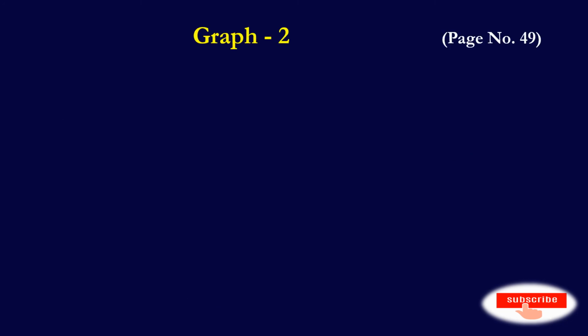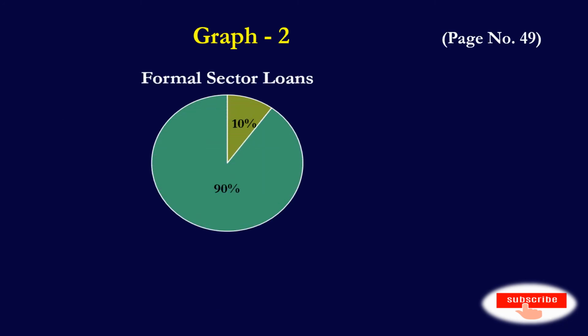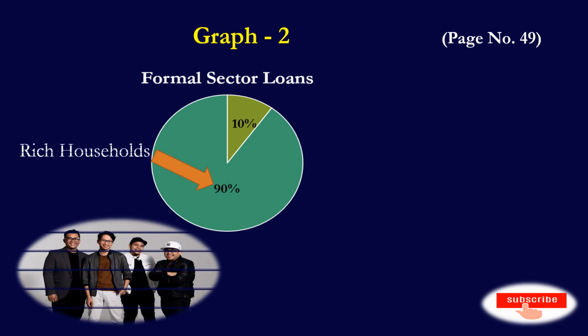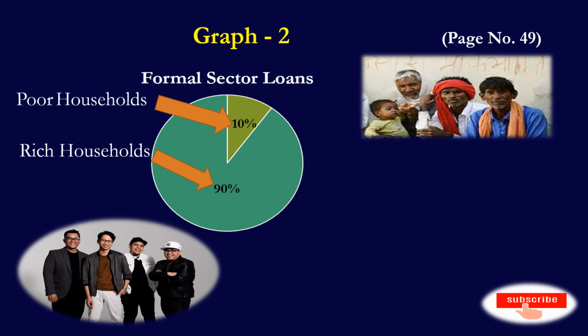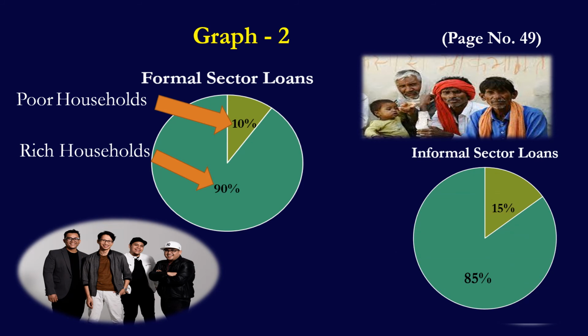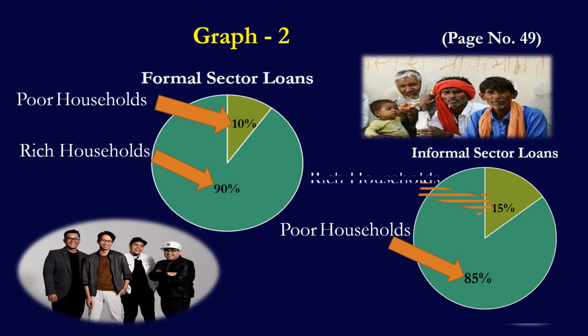If we observe graph 2 on page number 49, we find that 90% of the loans of the formal sector are taken by rich people and only 10% of the loans of the formal sector are taken by poor households. And in the informal sector, 85% of loans are taken by poor households and only 15% of the loans of the informal sector are taken by rich households, which means the poor are still dependent on the informal sector for loans and the rich people can receive formal sector loans easily.